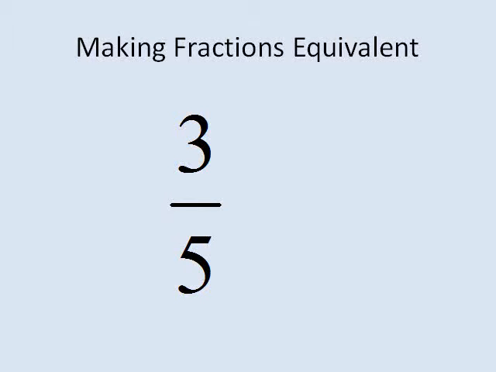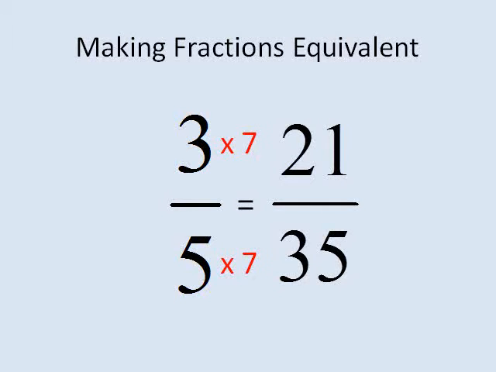To make 3/5 an equivalent fraction, multiply the numerator and denominator by the same number. Any number can be selected. In this example, we will use 7. Multiply the numerator and denominator by 7. Remember, the rule is the numerator and denominator must be multiplied by the same number to make an equivalent fraction.